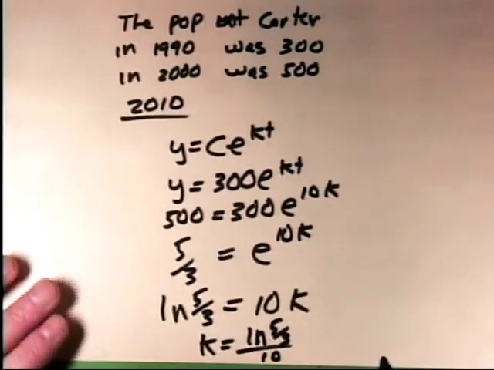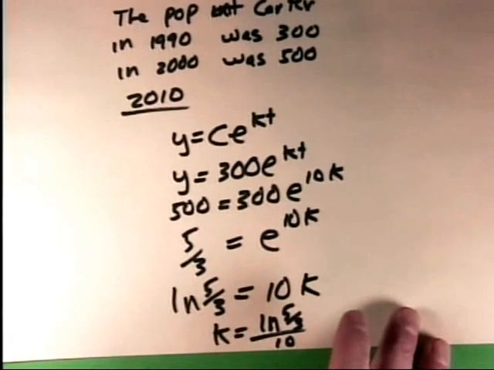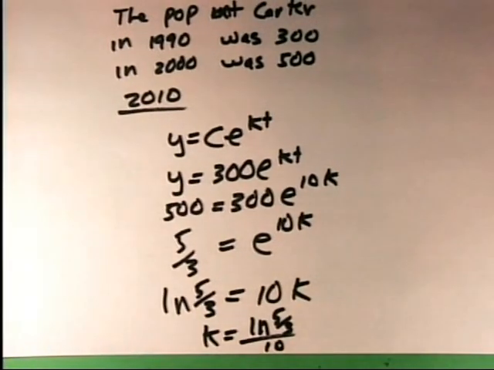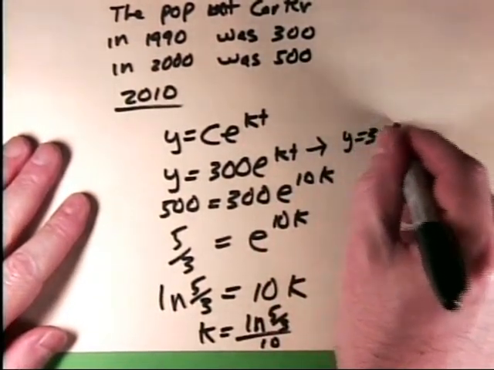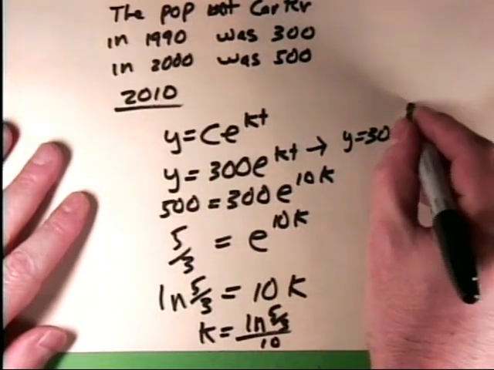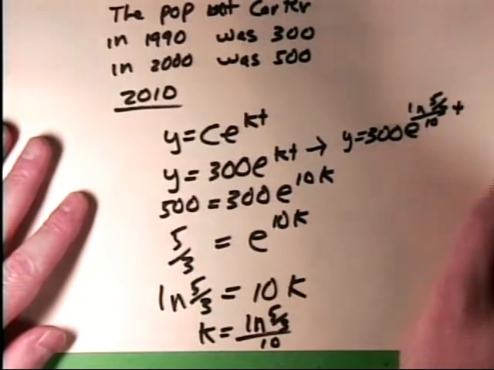Well, how do we find the answer then? What's the population in 2010? We plug in k. Okay, we plug in k into here. So we got y is equal to 300 times e to the natural log of 5/3 over 10 times t. Well, what does t equal?